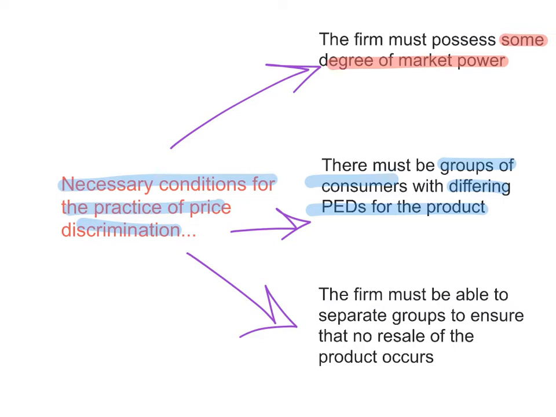The last condition, the firm must actually be able to separate groups to ensure that no resale of the product occurs. So that if one group is charged a lower price, they don't buy it and then go and resell it at a higher price. So you have to be able to separate the groups to ensure that no resale occurs. These are the necessary conditions to allow a firm to practice price discrimination.